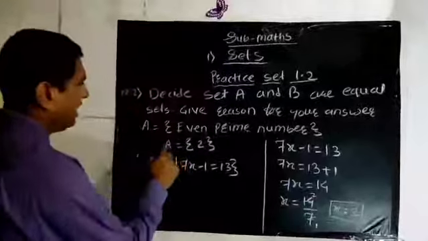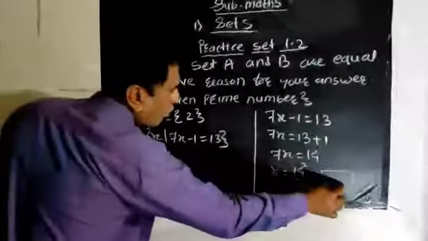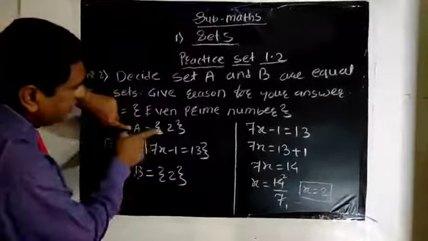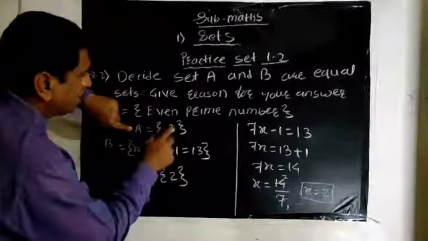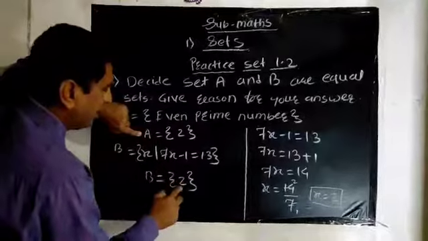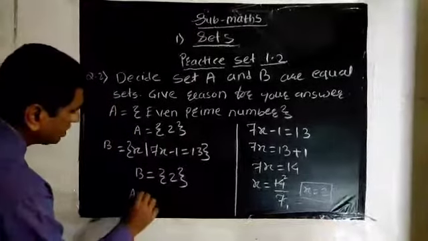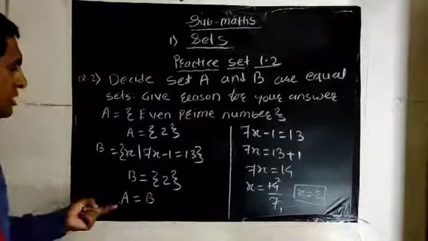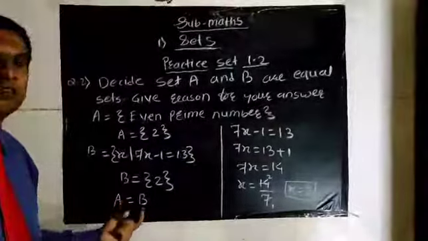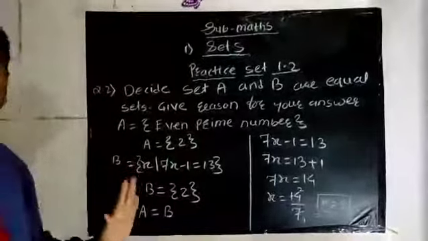It means in set A the only element is 2, and in set B also the only element is 2. It means in both sets, set A and set B, the same element is there. The elements which are present in set A are the only elements in set B, and all the elements in set B are in set A. Therefore, both sets are equal, set A equals set B. The question is: give reason for your answer. Why are these sets equal? Because in both sets the elements are the same. Therefore, set A equals set B.